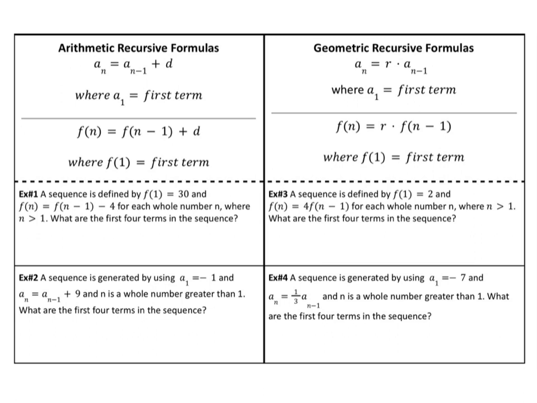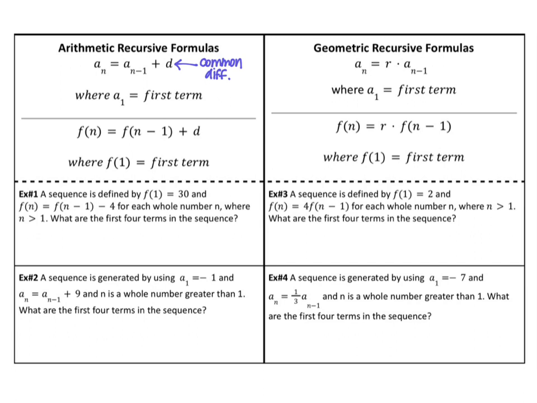So let's look at the top one first. For arithmetic recursive formulas, you see the equation a sub n equals a sub n minus 1 plus d. Remember, we talked about what d is. It's the common difference. So make a note of that. d is the common difference. And you just learned how to find that on the last page. And then it also makes a note to say that a sub 1 is the first term.